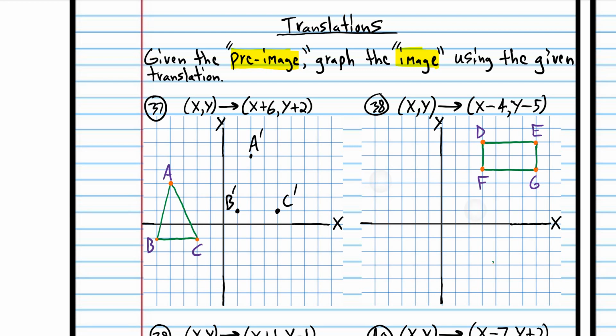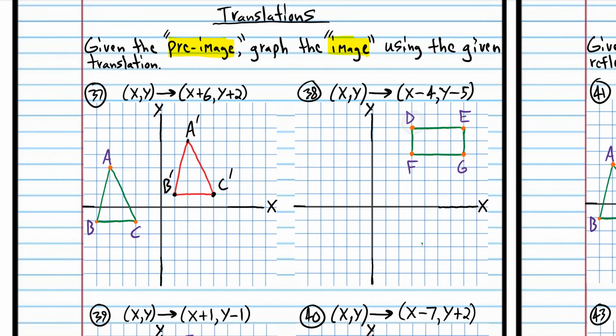And now I can get some different color here. Connect the dots. You don't have to use different colors if you don't want to, but hopefully it will help you see which is which. So this shape here is called the image. This shape is called the pre-image. Why do they use that notation? I don't know. Obviously pre because this comes before, but that's just the notation you're going to need to learn.